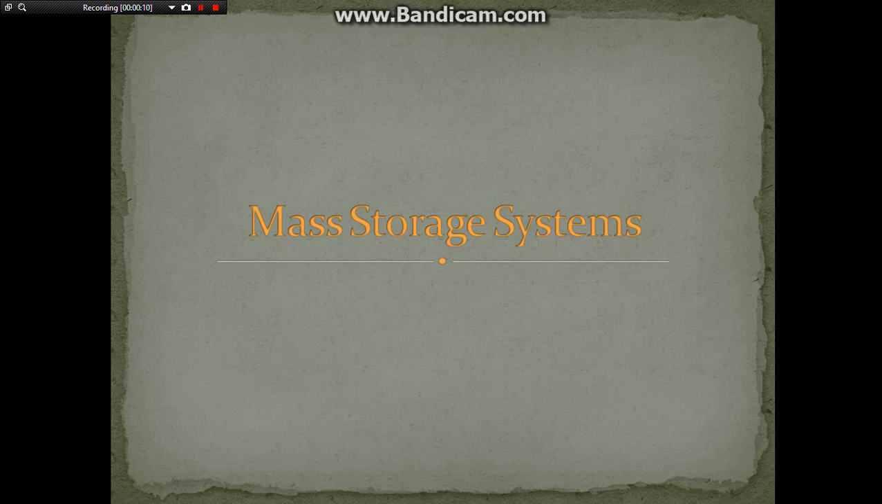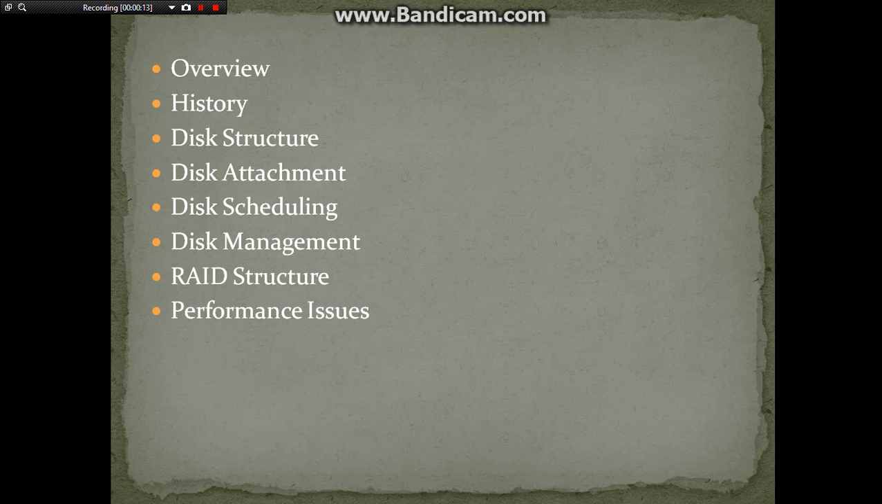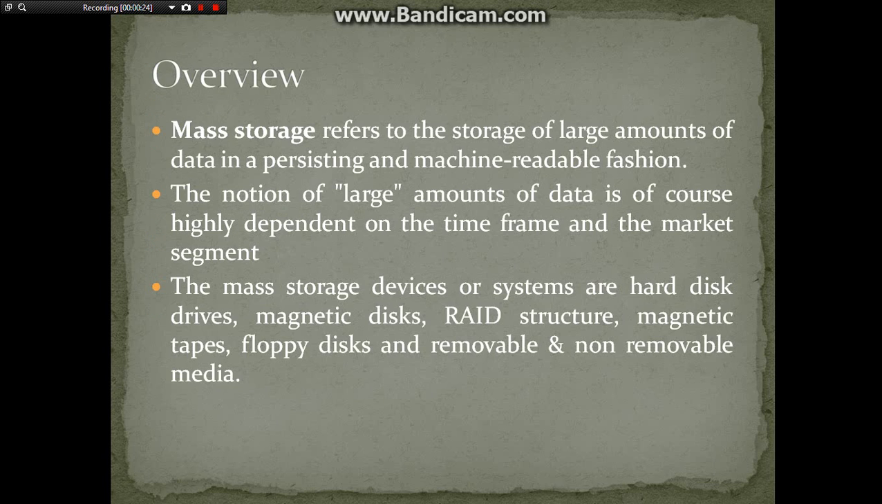In this presentation, we are going to discuss the overview, history, disk structure, disk attachment, disk scheduling, disk management, RAID structure, and performance issues. Generally, mass storage refers to the storage of large amounts of data in a persisting and machine-readable fashion. The mass storage devices or systems can be hard disk drives, magnetic disks, RAID structures, magnetic tapes, floppy disks, removable and non-removable media.